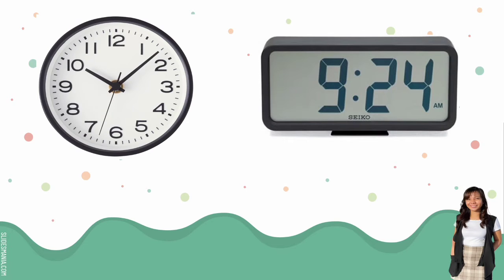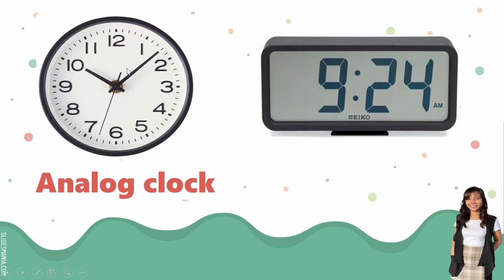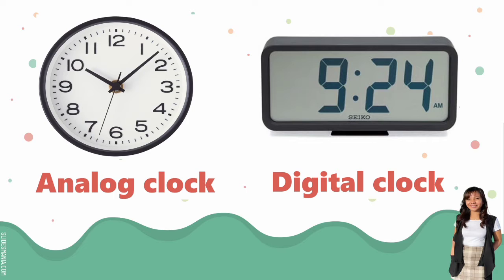So these are the types of clocks that you can see around you. The first clock is called an analog clock, in which you can see the 2 or 3 hands that move counterclockwise. This is the type of clock that you hang on the wall or put on the table if it has a stand. Another type of clock is a digital clock, in which you can only see numbers.